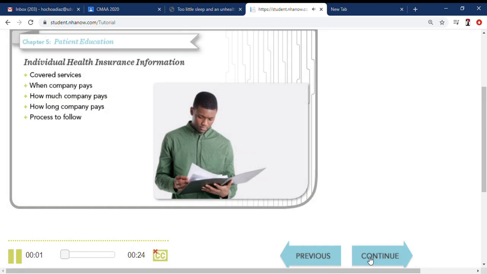A policyholder gets upfront information before signing on to a plan. This includes what medical services the plan covers, when the company pays for those medical services, how much and for how long the company pays for the covered services, and which process the policyholder must follow to make sure the plan pays the covered medical expenses.